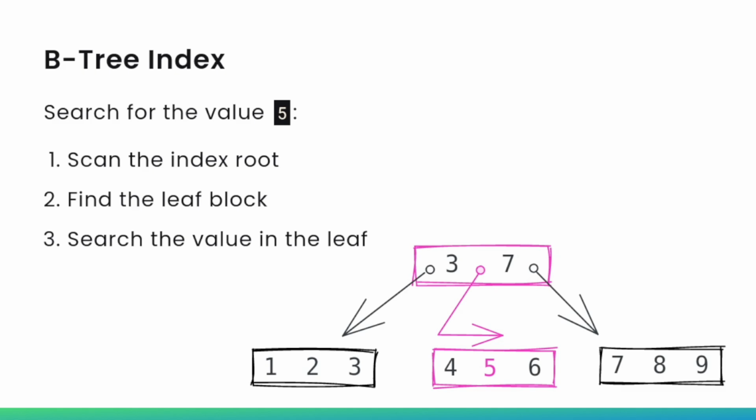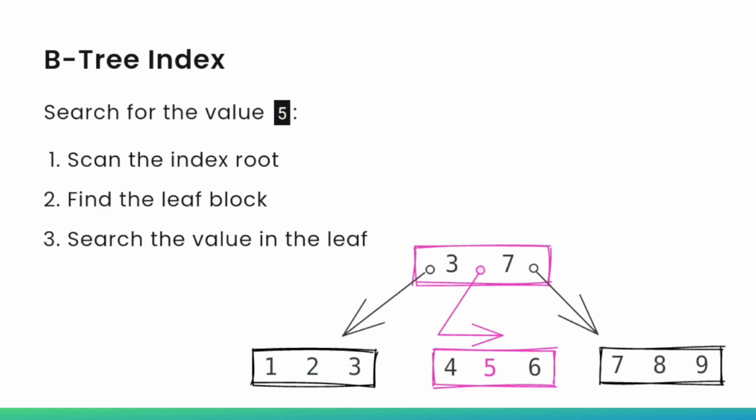So every value left of 3 are values smaller than 3. We're looking for the value 5, so we can exclude this leaf block. Next, we look for the next entry in the root block, which is 7. The pointer between 3 and 7 is a pointer to the leaf block that holds all the values between 3 and 7. The value that we are looking for is 5, which is between 3 and 7.